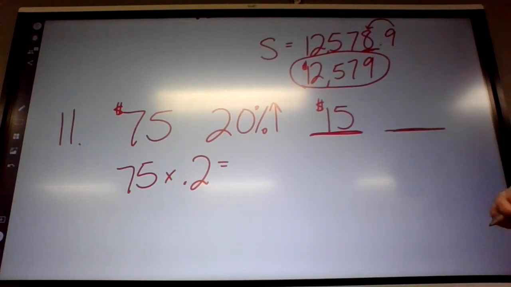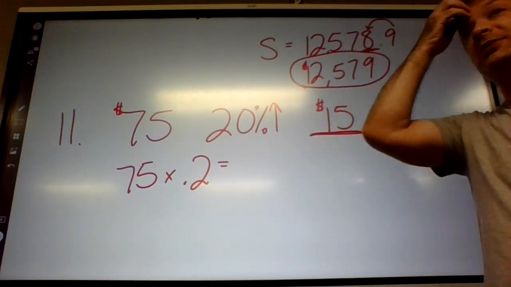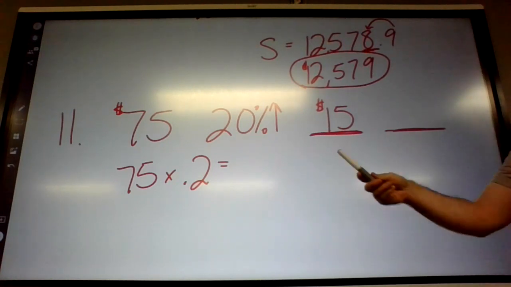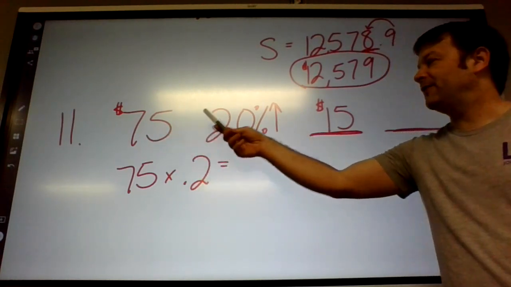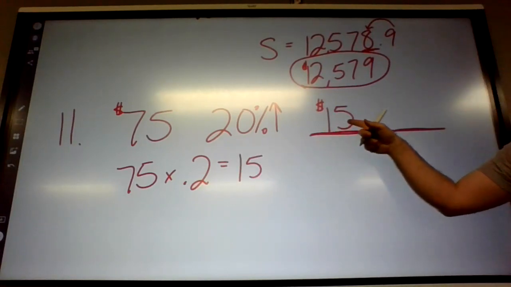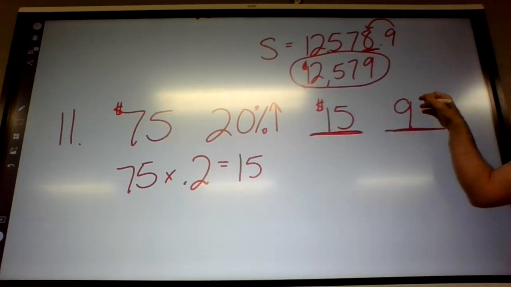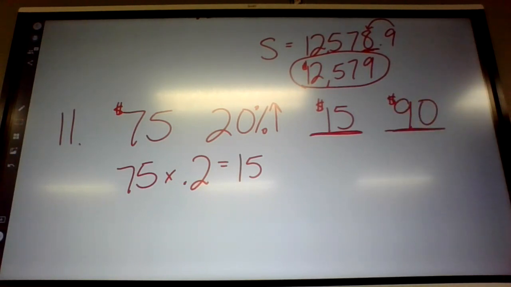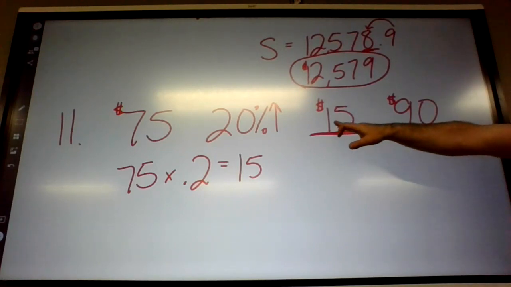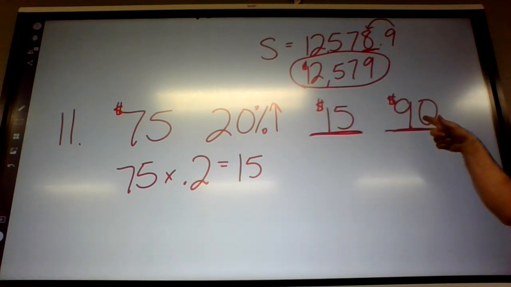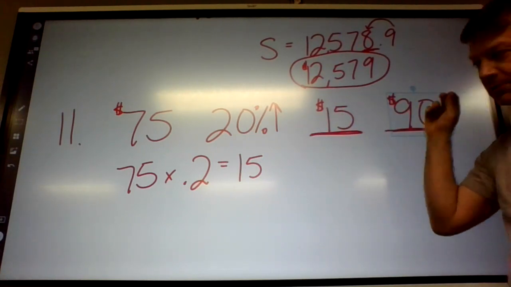Blank number 2, they call it the retail price. That means what it's going to be sold for in the store. So if we're starting with 75 and it's going up $15, then it's going to go up to $90. So you see how these are like yesterday's? We found the markup by multiplying by 20%, and we added that to the original price to get the new retail price.